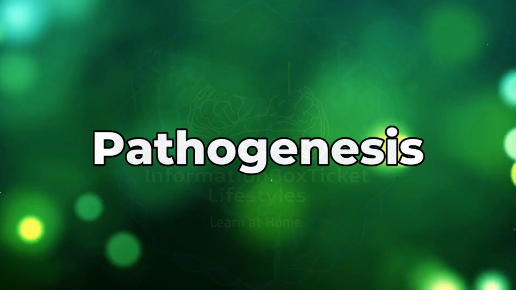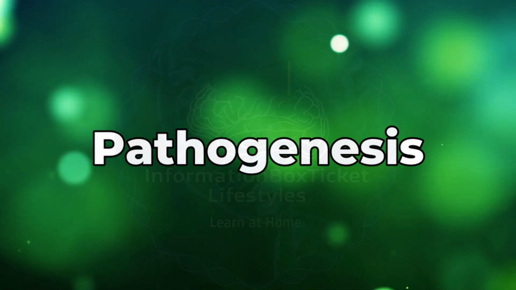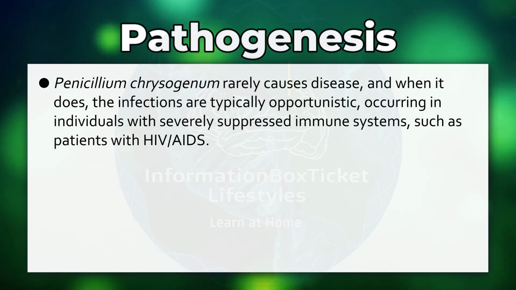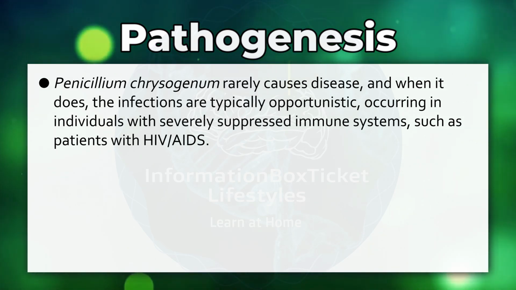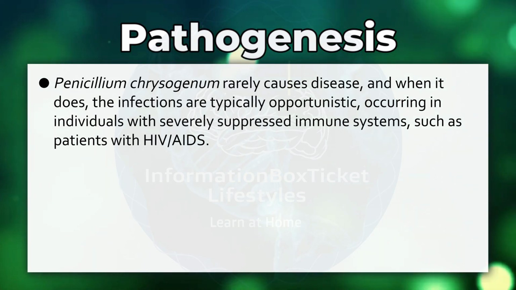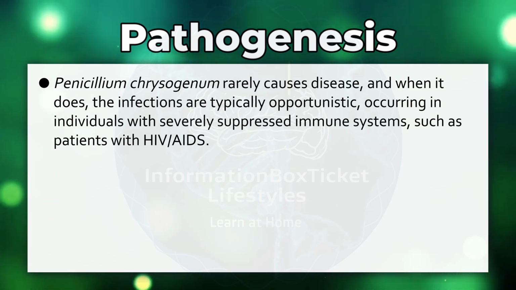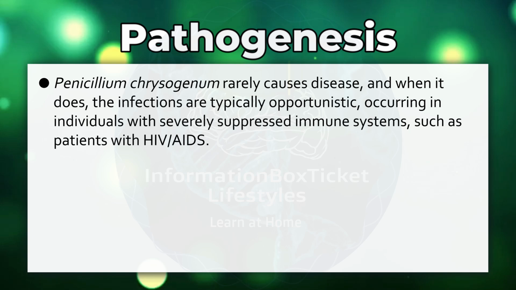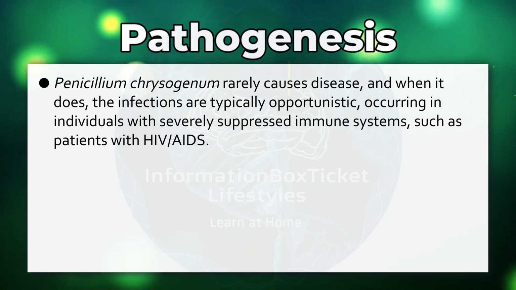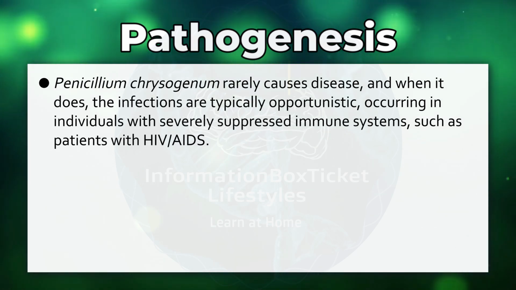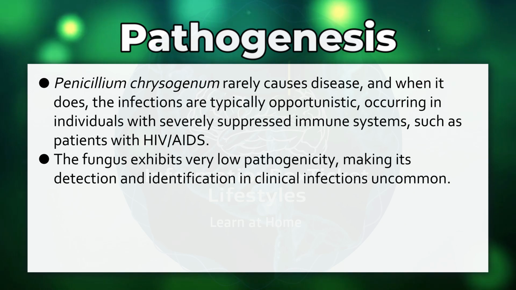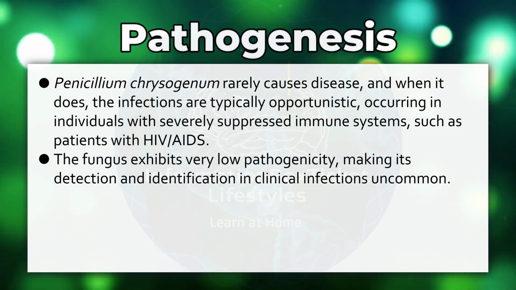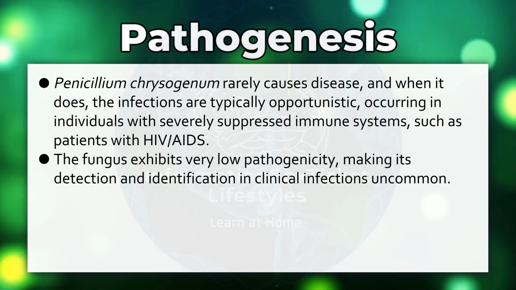Pathogenesis of Penicillium chrysogenum. Penicillium chrysogenum rarely causes disease, and when it does, the infections are typically opportunistic, occurring in individuals with severely suppressed immune systems, such as patients with HIV/AIDS. The fungus exhibits very low pathogenicity, making its detection and identification in clinical infections uncommon.